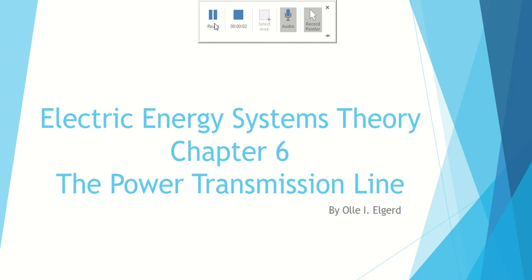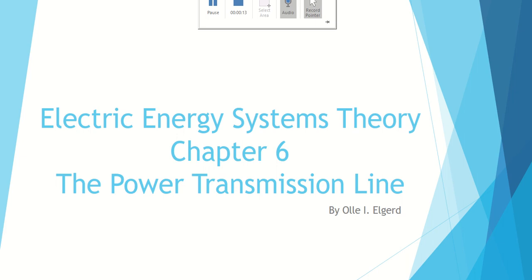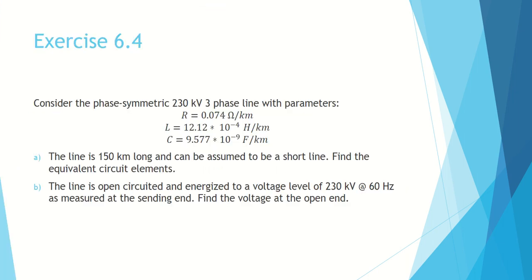Hello everyone. Today we are going to look at Electric Energy Systems Theory, Chapter 6, the Power Transmission Line by Elgerd. And we're going to solve some exercises. The first exercise that we are going to solve is exercise number 6.4.